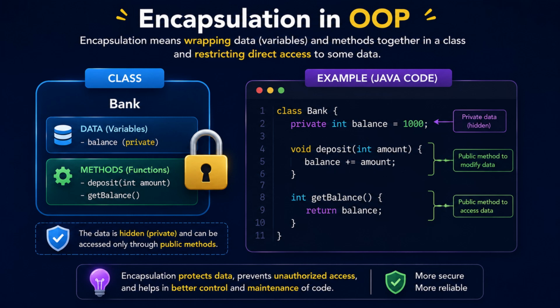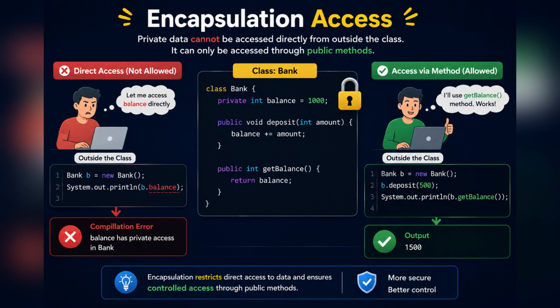Let's look at the code example. We have a Bank class with a private variable called balance. Because it is private, 1. You cannot access it directly. 2. You must use methods like deposit or getBalance. This protects the data from being misused. Now observe the visual. When someone tries to directly access the balance, it fails. But when they use a method, it works. This is very important in real-world applications like banking or security systems.